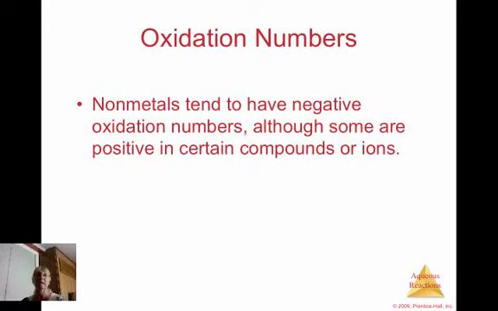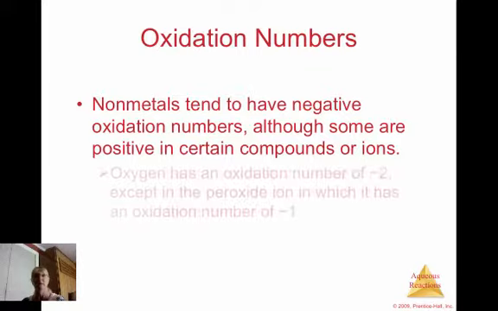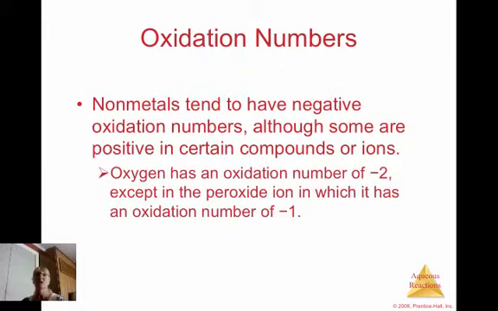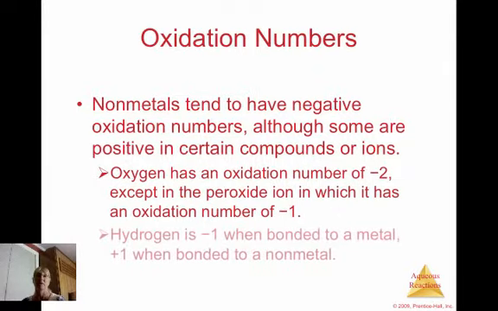Nonmetals are typically negative oxidation numbers, although as you get into it, it's possible that in some compounds or ions they could be positive. Oxygen is almost always a -2 oxidation number, except once in a while you run across this stinky guy called the peroxide ion with a -1 oxidation number.